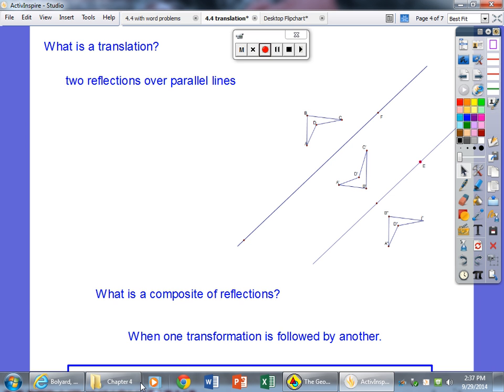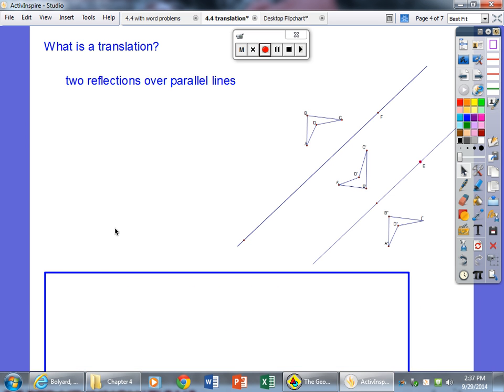Okay, so the first, what is a translation? The first thing we're going to look at is here I have my pre-image, my quadrilateral ABCD. And a translation can be looked at as a reflection over a set of parallel lines. Now, up until now, when you've talked about a translation, you've called it a slide and you just moved it a certain distance along a line. What we're going to do a little bit differently is reflect it twice over parallel lines.